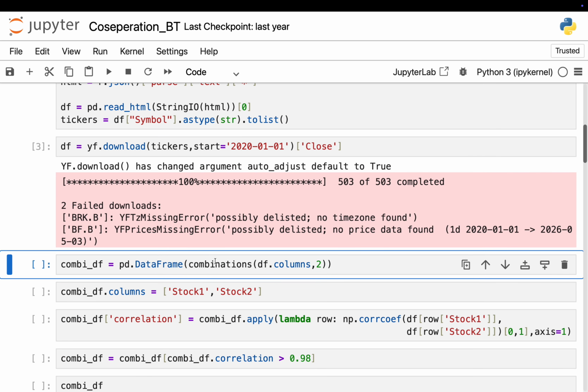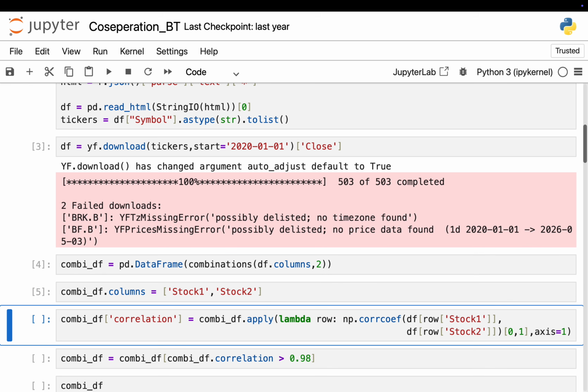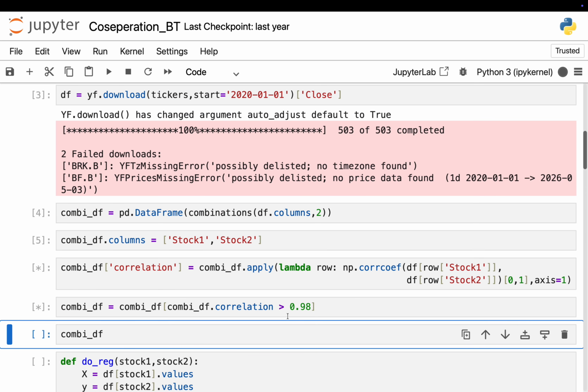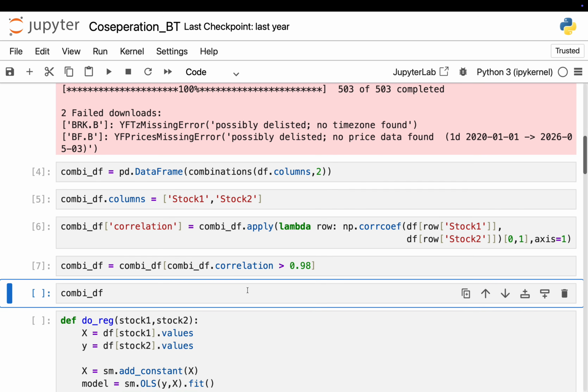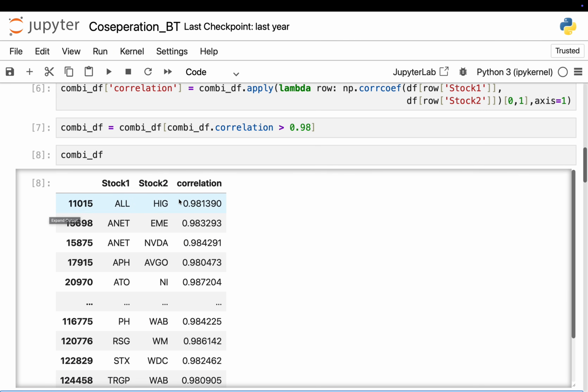We generate all possible pairs using combinations, over 120k of them. We filter to correlation above 0.98 to get co-integration candidates. By the way, this is optional, I'm just doing that for filtering purposes. You can also pick 0.95, it depends on what you're interested in. High correlation is often related to co-integration, but doesn't have to be.